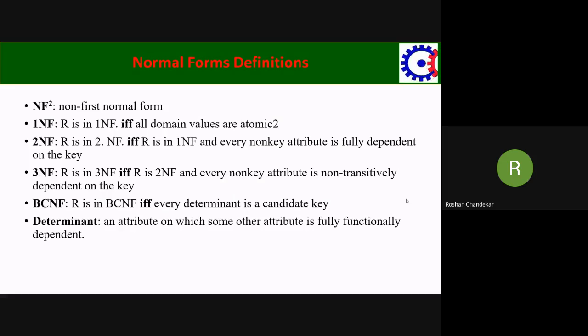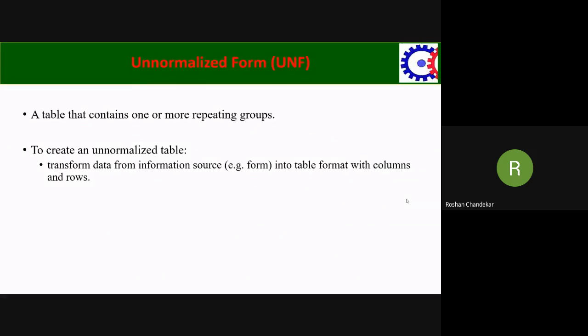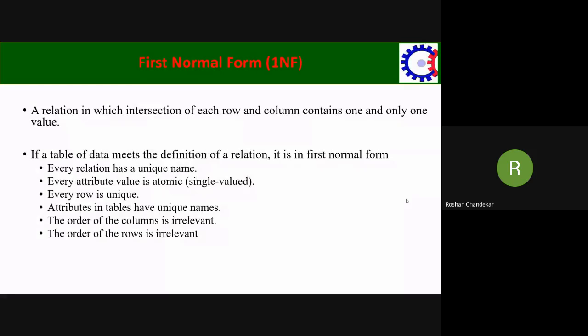Now, what is a determinant? A determinant is an attribute on which some other attributes are functionally dependent. In the previous lectures, I showed you what a determinant is with an example. Now, these are the relationships that we discussed in the previous lecture. We take a normal data and convert it to first normal form. Now, what is first normal form? A relation in which the intersection of each row and column contains one and only one value.